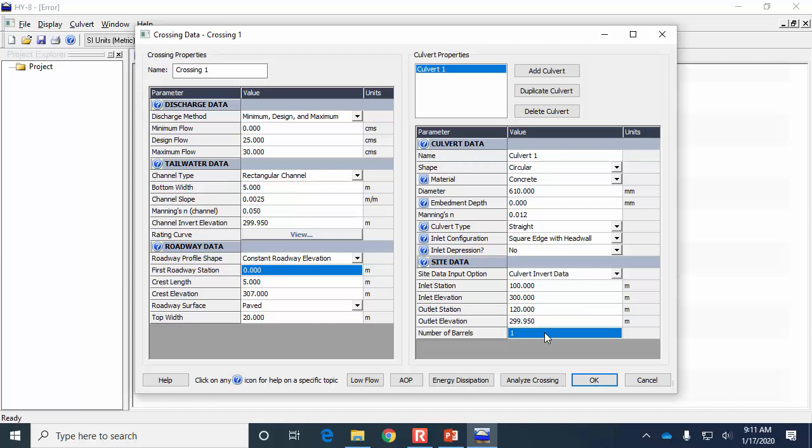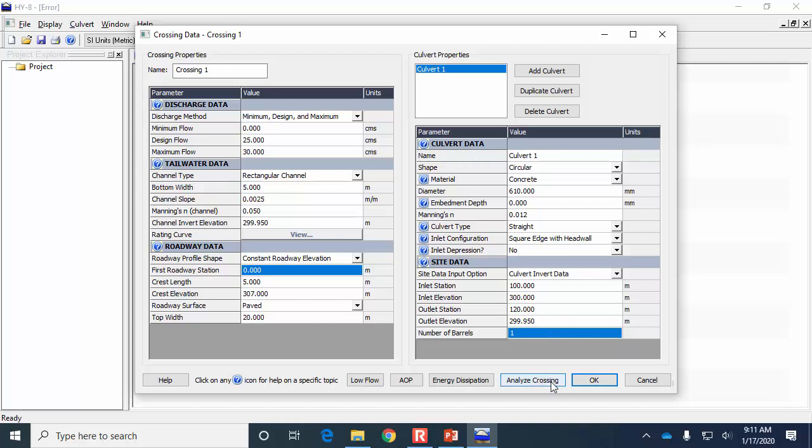Jeffrey, do you have a question? I've already asked the number of barrels. Is that the number of openings underneath the roadway? Yeah, it's how many pipes. So right now we just say it's a single 610 millimeter pipe, but we could put in two 610 millimeter pipes by just changing that. Okay. All right.